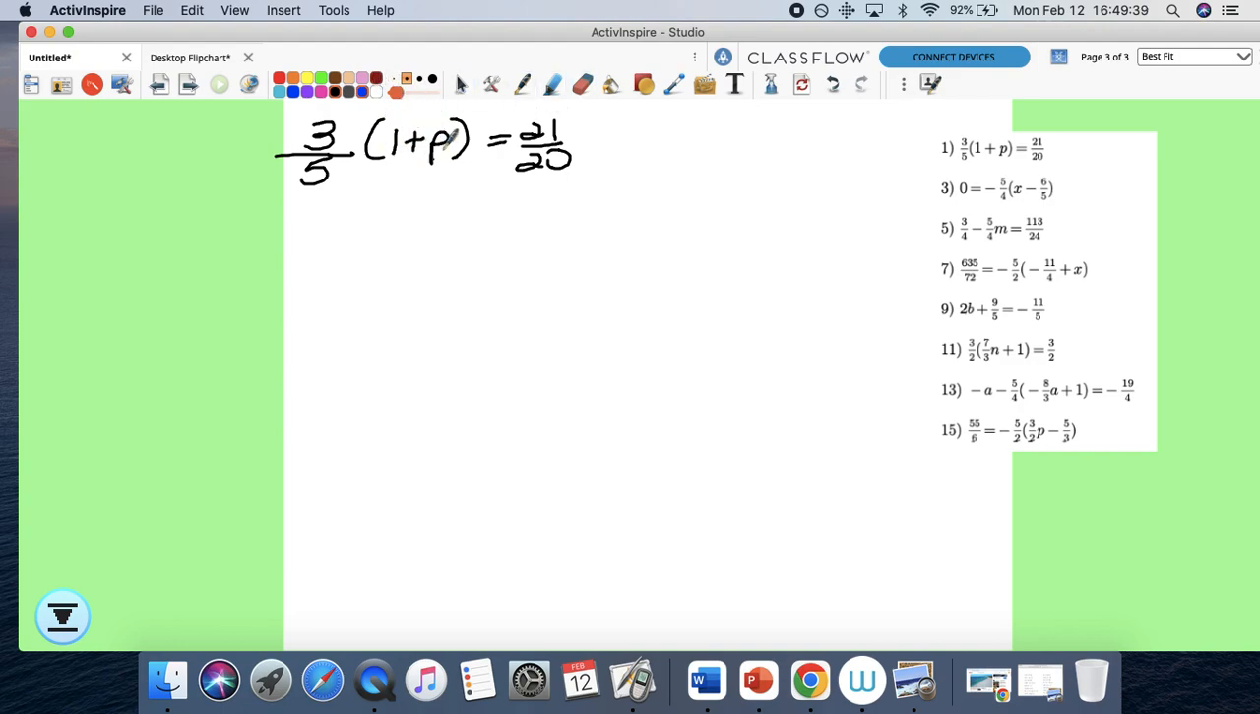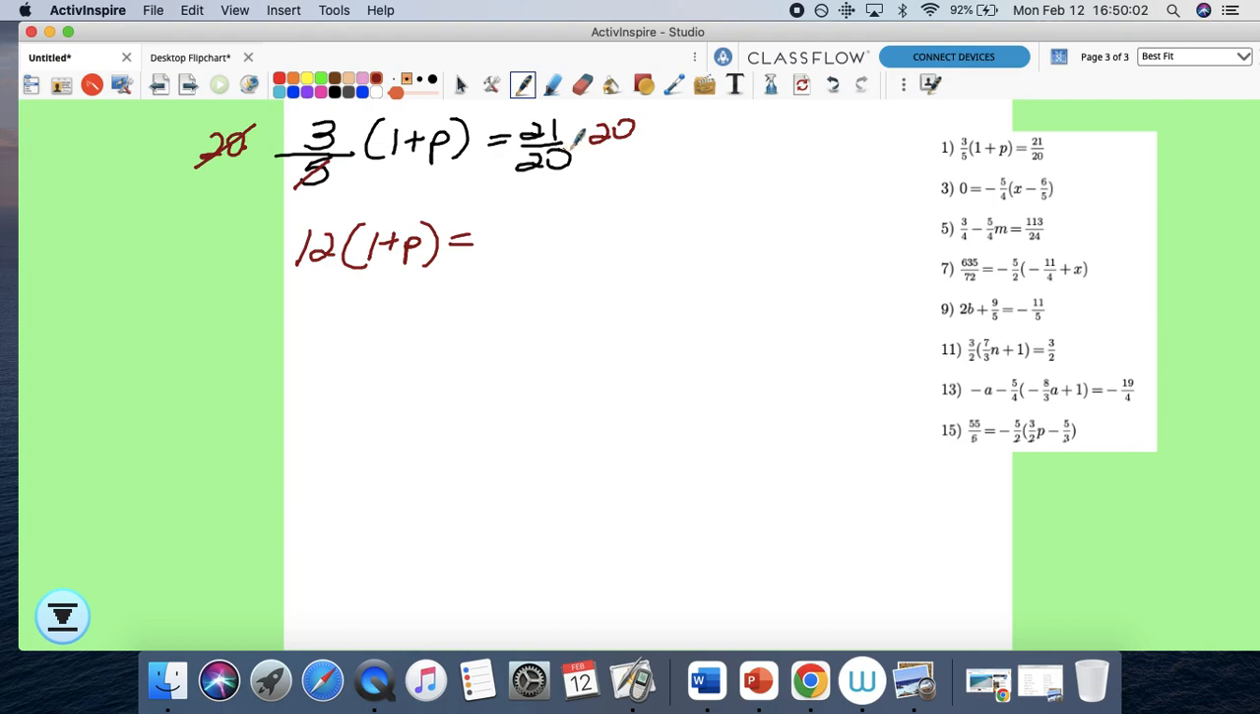Because there are no fractions inside the parentheses, in this case I would get rid of the 5 and the 20 by multiplying each side by 20. So I'm going to take this guy multiplied by 20, take this guy multiplied by 20. If I multiply this by 20, 20 and 5 simplifies to 4, and then 4 times 3 is 12. So I get 12, and then 1 plus p.